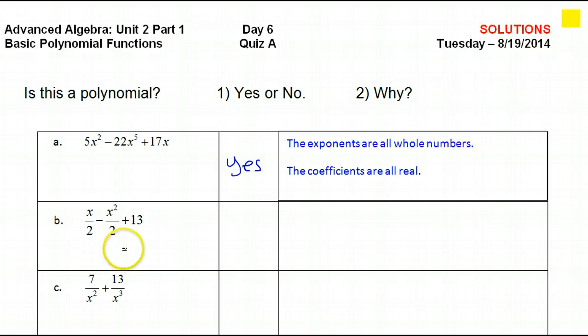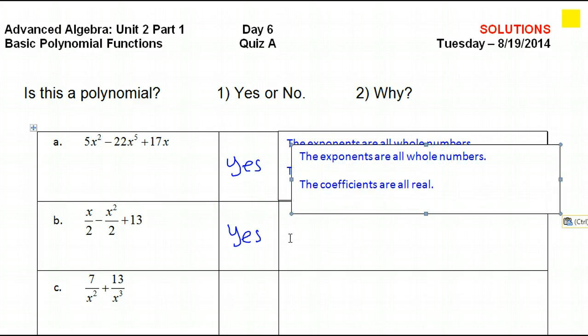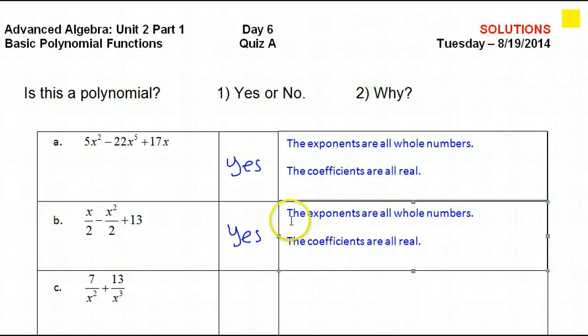Looking at B, is this a polynomial? Well, yes. Again, this is a polynomial. It still meets the criteria. The exponents are all whole numbers. This is a 1, that's a 2, this would be a 0 power. The exponents are all whole numbers. Then the coefficients are real.